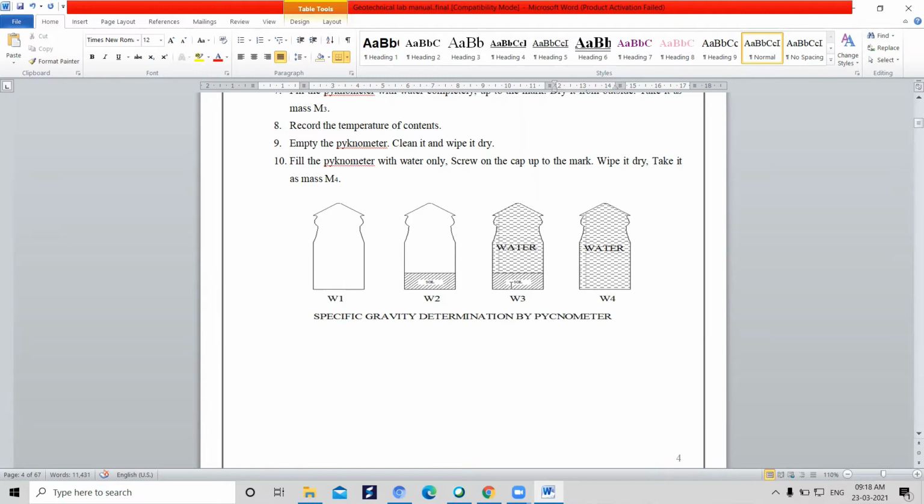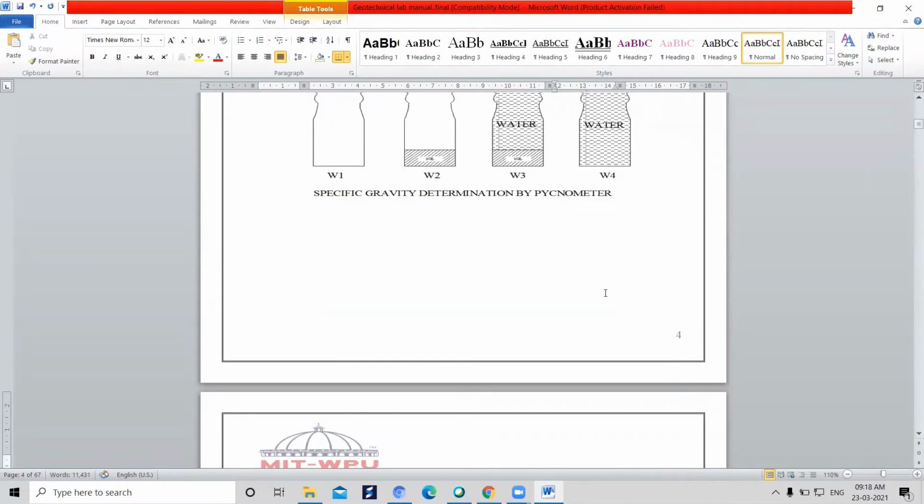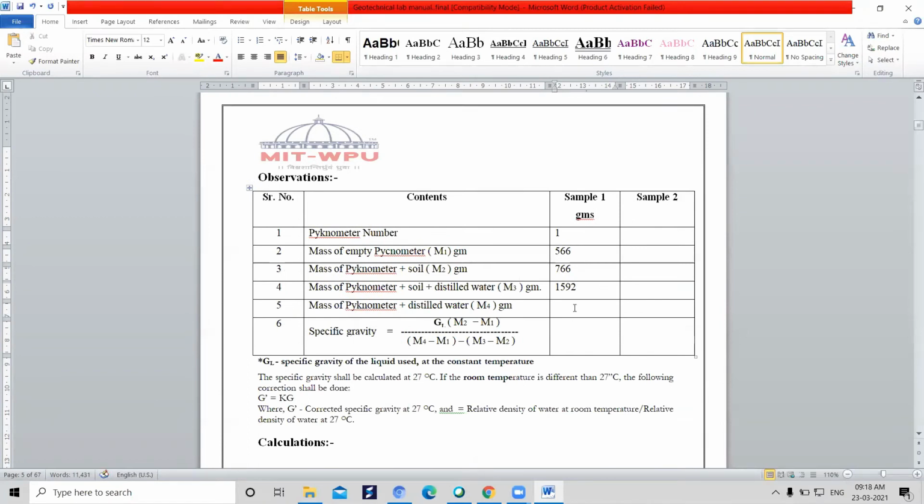Okay. Pour out the water and take the soil out here. After taking it out, wash it, completely wash it. Okay. After washing, completely fill the pycnometer with distilled water itself. The pycnometer will be filled by the distilled water completely. Okay, and take the weight of it. We'll be calling it M4. Okay, my M4 result is 1469 grams.